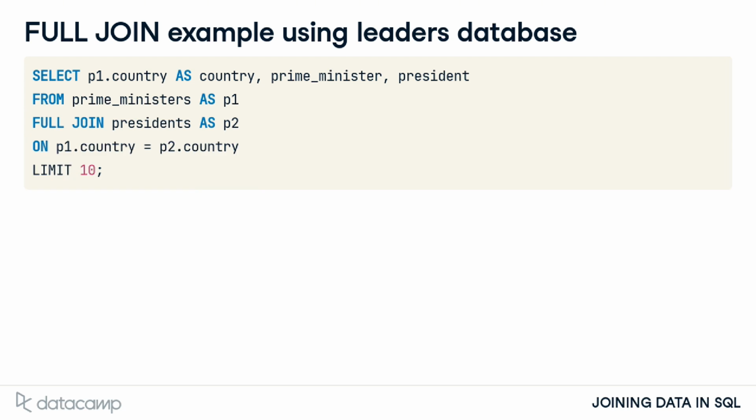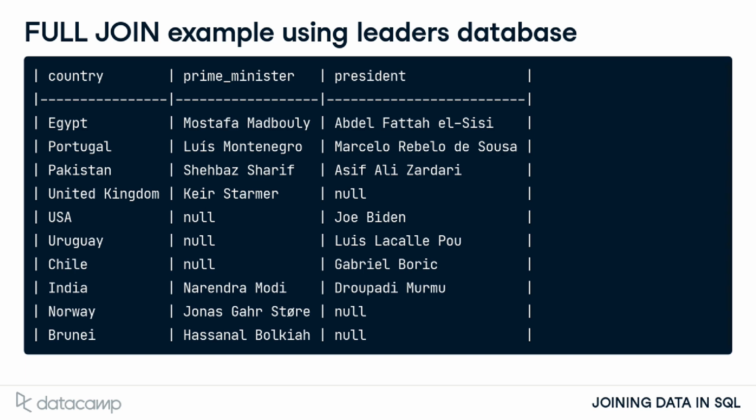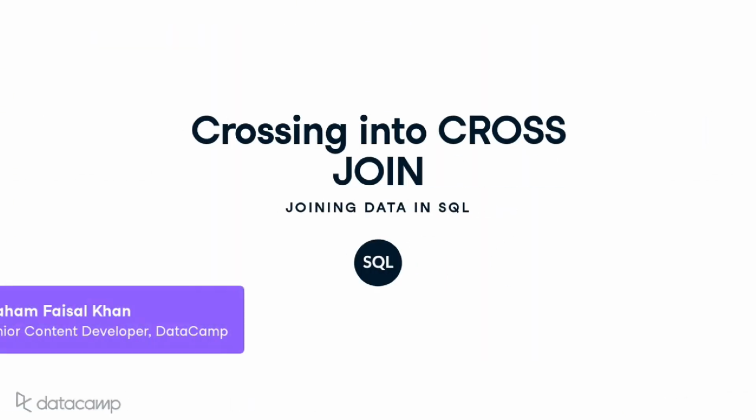Lastly, the join is performed using country as the field to join on in both tables. We limit to the first 10 records. Here's a look at our result. Note that there are null values in both the prime minister and president fields. We chose a full join because we were interested in all countries, whether they had a prime minister, a president, or both.